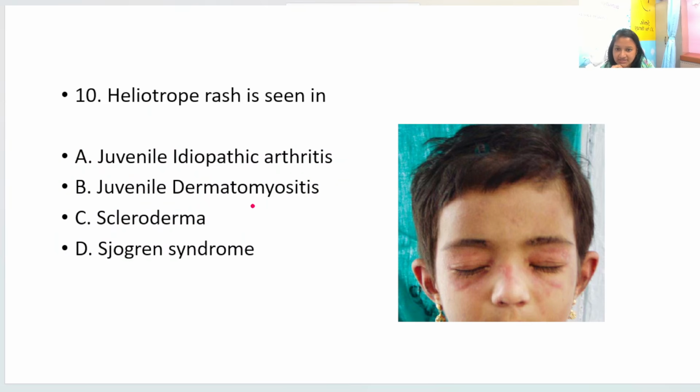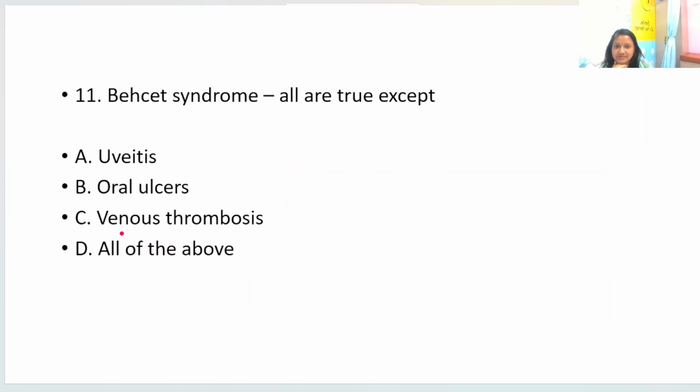Heliotrope rash is seen in, what you are seeing here in this picture, this child has heliotrope rash on the eyelids. Okay, this is this pinkish rash on the eyelids with periorbital swelling, and this is a very typical sign or clinical feature of juvenile dermatomyositis. Heliotrope rash is a feature of juvenile dermatomyositis. Behçet syndrome, all are true except uveitis, oral ulcers, venous thrombosis, and all of the above.